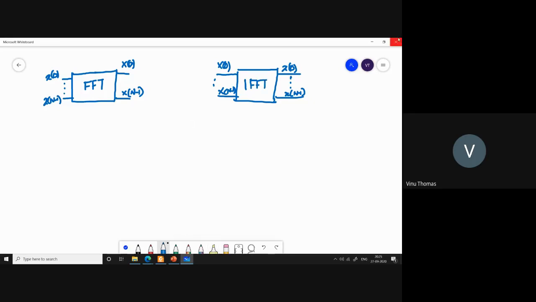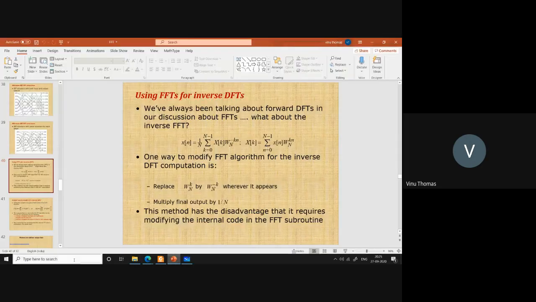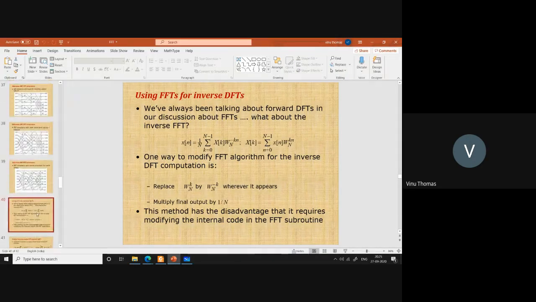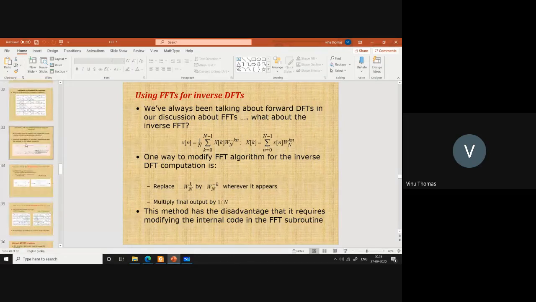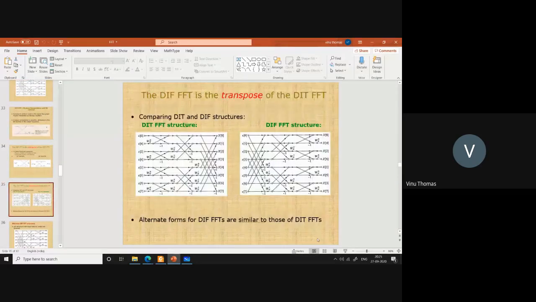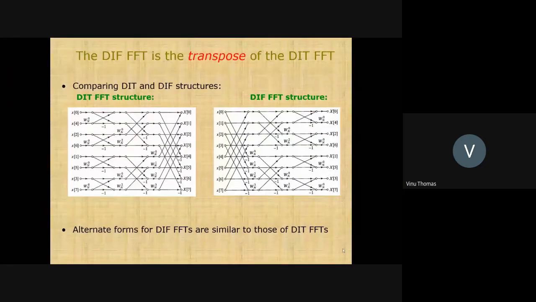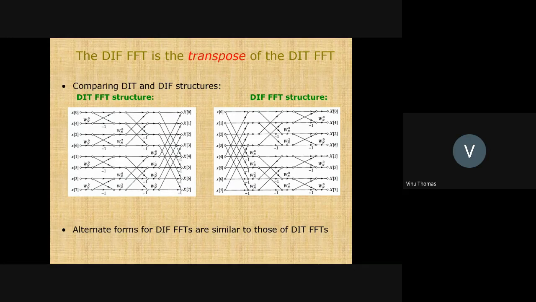So let us go back to the presentation and look at the DIT and DIF FFT structures. These are the DIT and DIF FFT structures that you have seen. Now, can someone tell me how you can change this to implement your inverse discrete Fourier transform? Can anyone make a guess?